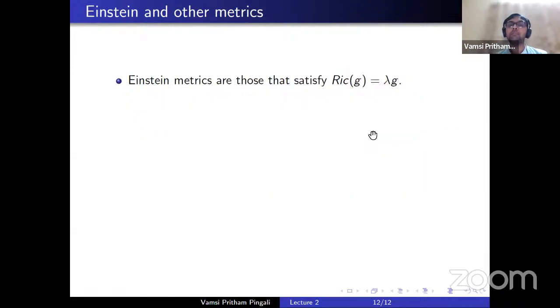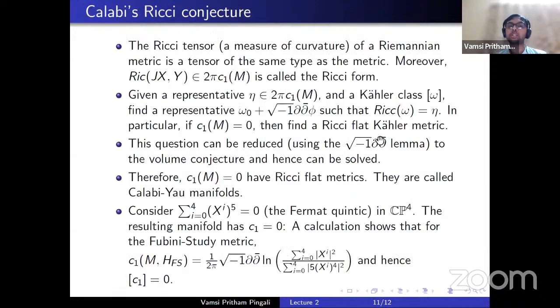In any case, I believe this workshop is largely focused on Calabi-Yau manifolds, so this is the relevant slide for the same. Okay, so I'll stop at this point, I've run out of time.